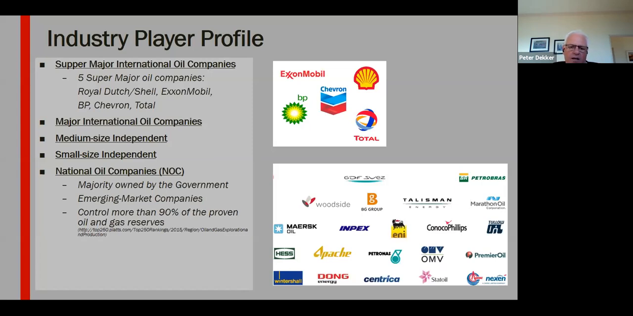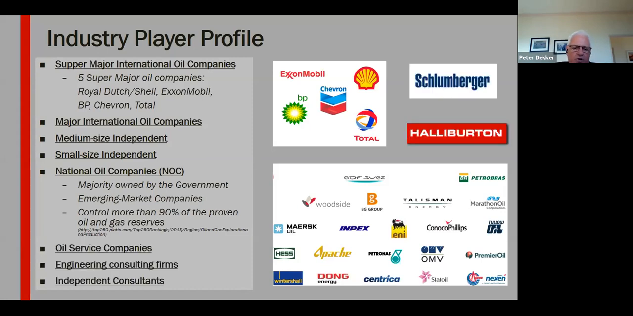Petronas. And the majority of the hydrocarbons are owned by the NOCs, which control more than 90% of the proven oil and gas reserves. And that's, of course, as you can expect, mainly in the Middle East. And then, of course, you've got the service companies, the engineering consulting firms, and the independent consultants. Now, the main service companies are Schlumberger, Halliburton, CGG, just to name a few.